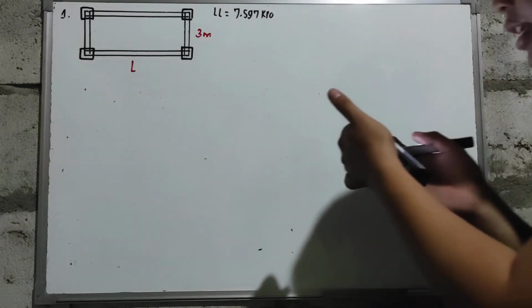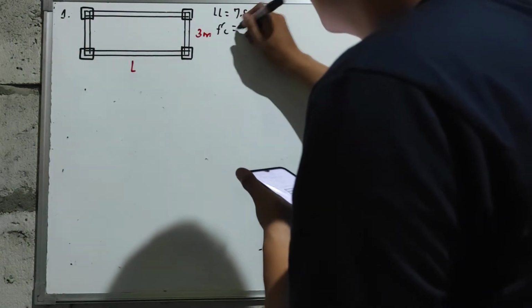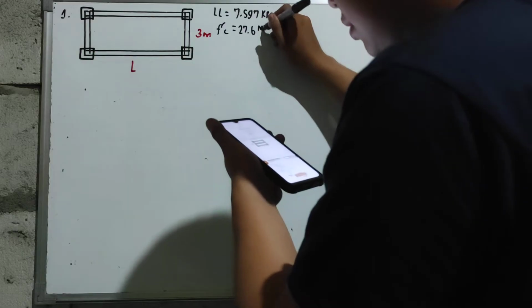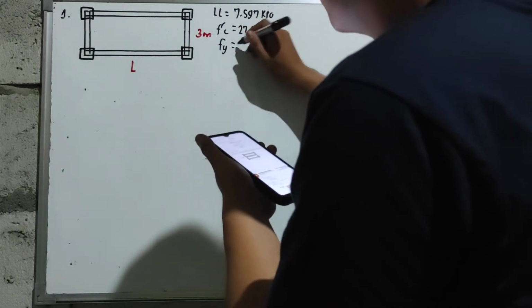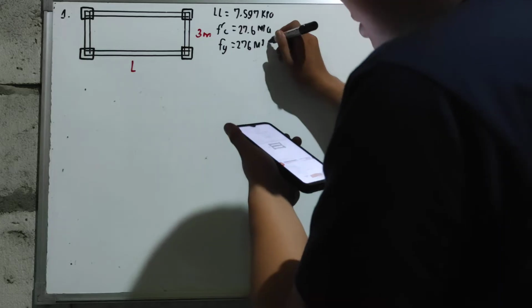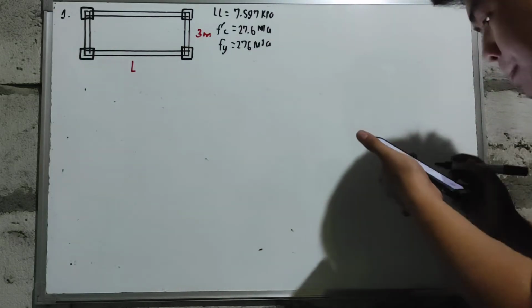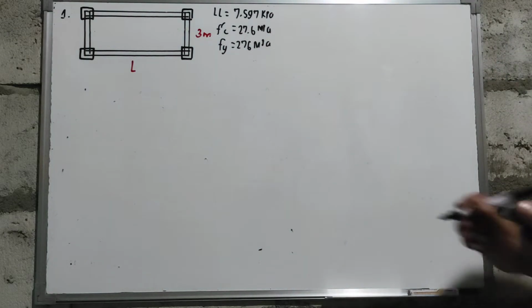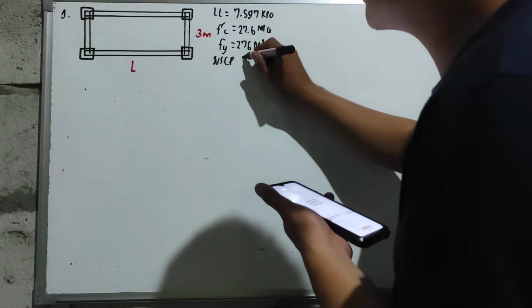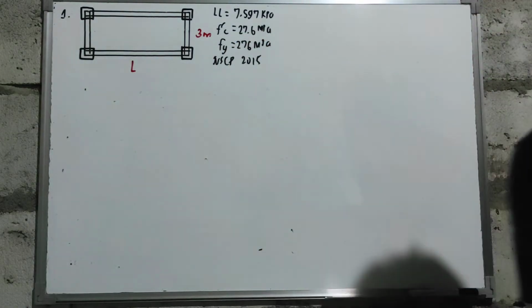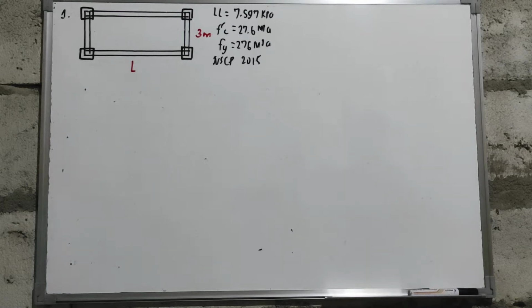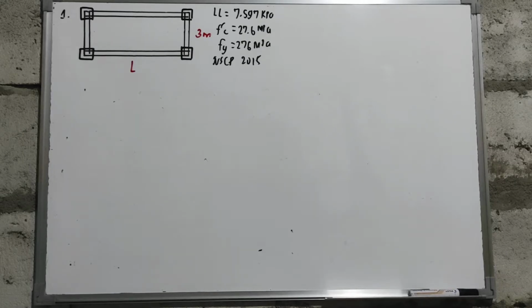Assume F prime C is equals to 27.6 megapascal. Fy is equals to 276 megapascal for main and temperature bars. So we're going to use NSCP 2015. So i-design natin yung given na slab na yan. So we're going to design the main reinforcement natin at saka yung temperature reinforcement natin sa mga bars natin.